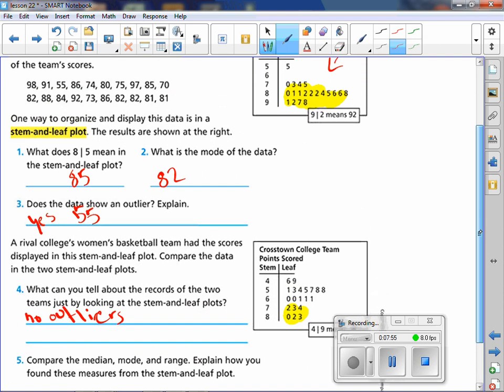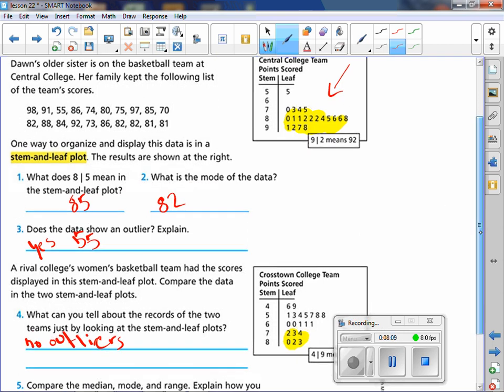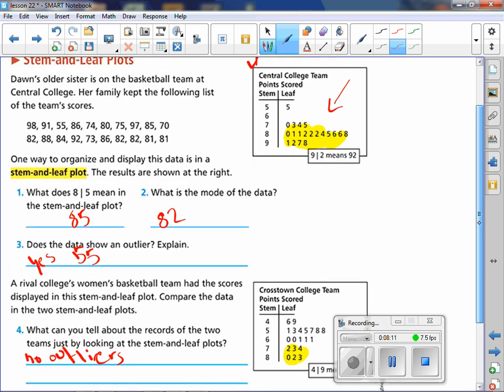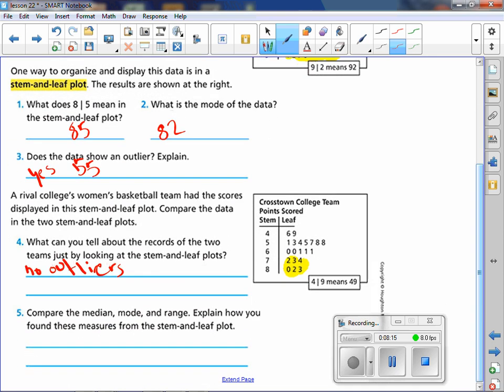So if you look back up here at the max and the min, see our min right here? This minimum is much lower than the minimum up top, whereas this maximum is much higher than this maximum down there. So you could say that Crosstown's minimum is lower and Central College's is much, much higher. Okay, compare the means and explain how you found them given this stem and leaf. I'm going to skip that.